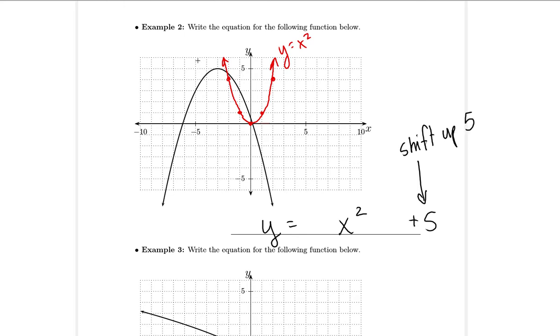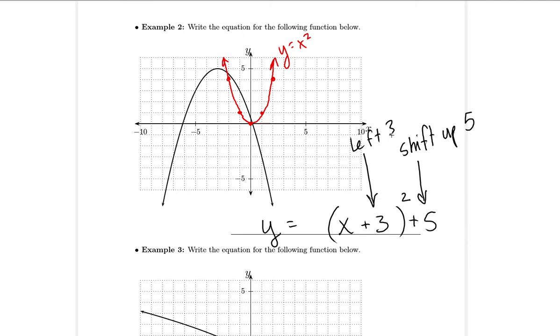And then if I want to go left 3, okay, I need to give myself a little bit more space here. Let me erase this square. Use parentheses, so left 3 means plus 3 inside the argument. All right.